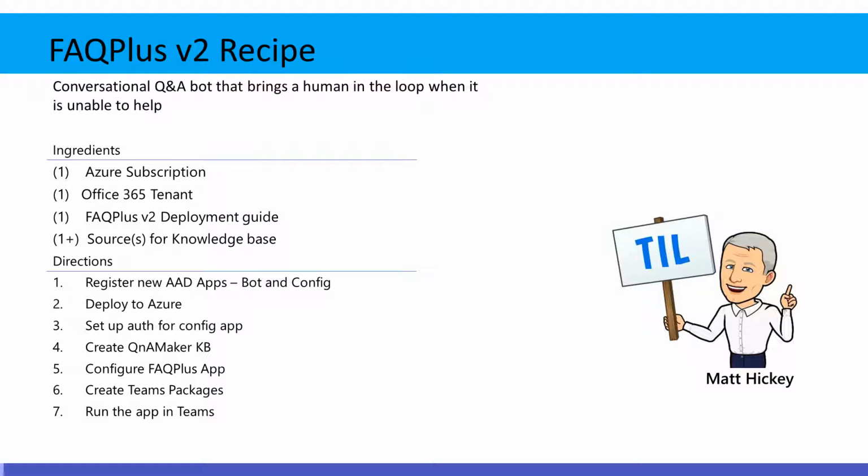We're going to need one Azure subscription, one Office 365 tenant, a copy of the FAQPlus version 2 deployment guide, and then at least one source for our knowledge base. On a high level, we're going to register some new applications in Azure Active Directory, both a bot app and a config app. We're going to deploy these resources to Azure by using an ARM template. We're going to set up authentication for the configuration app. We're going to create our knowledge base. We're going to configure the FAQPlus application. We're going to create our application packages in Teams. And then finally, we're going to run the app in Teams. Let's get started.